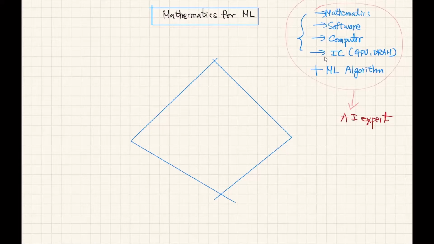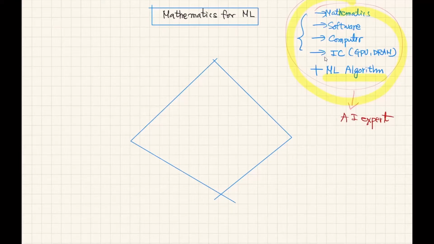So this is really a unique area. If you want to become an AI expert, simply knowing the AI algorithm very well doesn't mean much. You should have the basics of AI algorithm. In addition to that, you have to have a very good mathematics background, software coding capability, and also you have to understand computer architecture, and the basic principles of GPU and DRAM and that kind of stuff. So it takes some time and experience to become an AI expert.